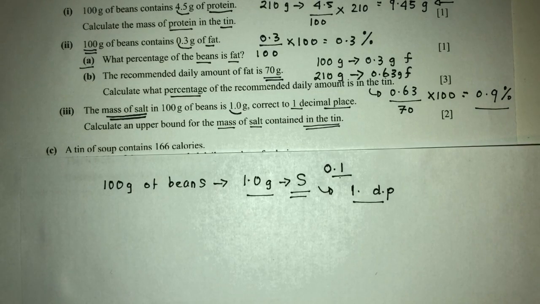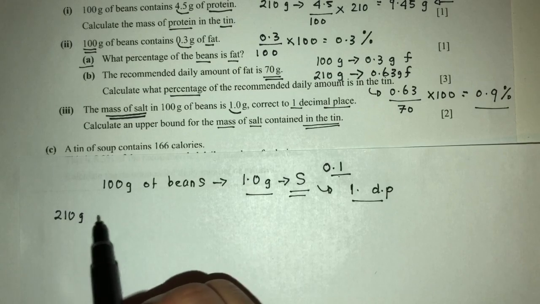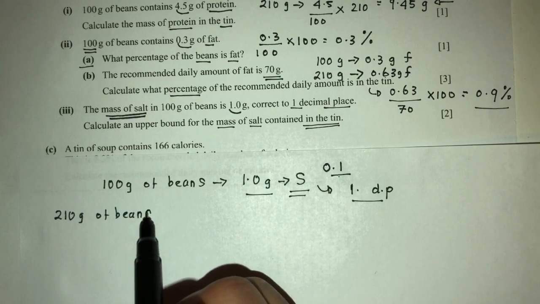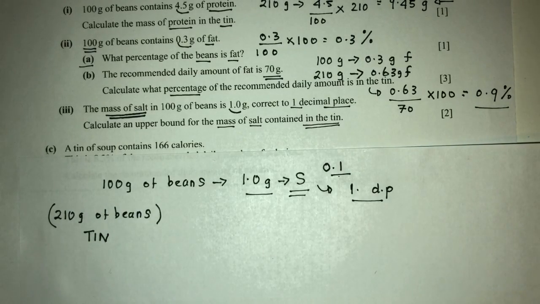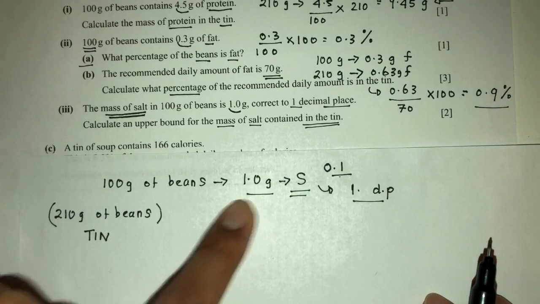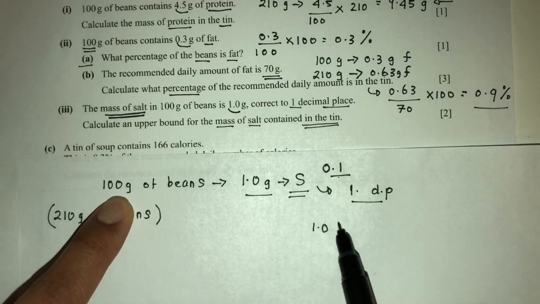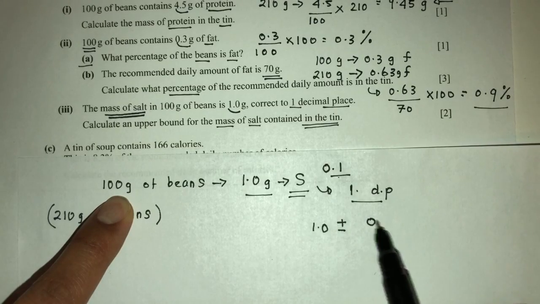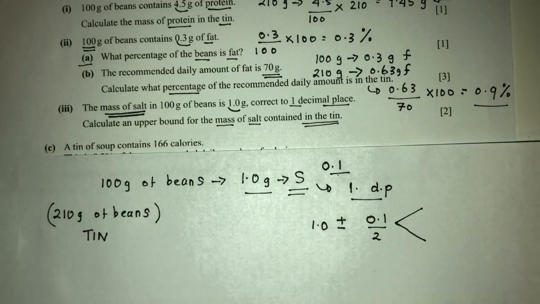Now, we have to find the upper bound of the mass contained in the tin. Okay, so now, in the tin, what do we have? In the tin, we have 210 grams of beans. So we have to find the upper bound value for the mass of salt in the tin. But first, let's just do one by one. Let's find the upper bound value for the mass of salt in this much gram. So pretty easy. You will take the value measured, 1 gram, plus minus the 1 decimal place over 2. That will be to find the lower and upper bound.